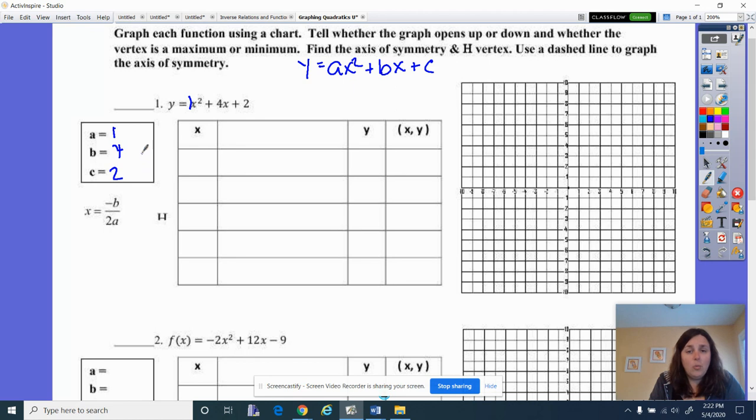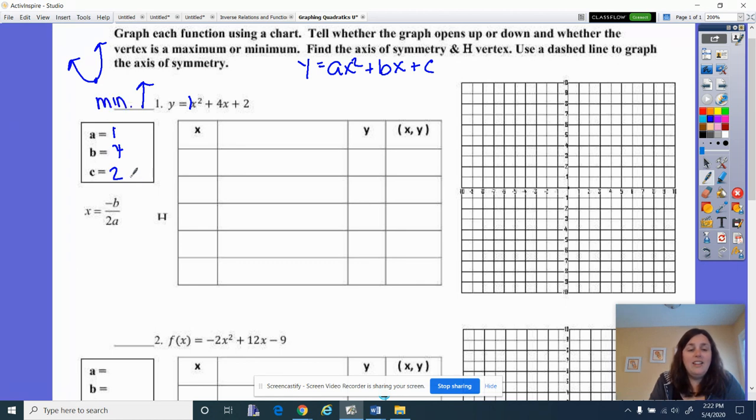Now we need to figure out, using these values, if my graph is going to open up or down. Well, you learned yesterday that the a value being positive means the graph opens up, and the a value being negative means the graph opens down. So here I have a positive 1. That means my graph is going to open up. It's going to look something like this, with my vertex on the bottom. If my vertex is on the bottom, it means it's a minimum.